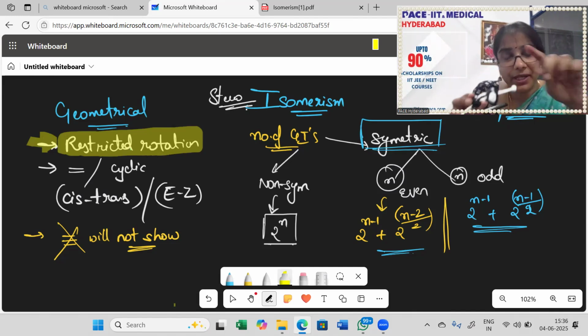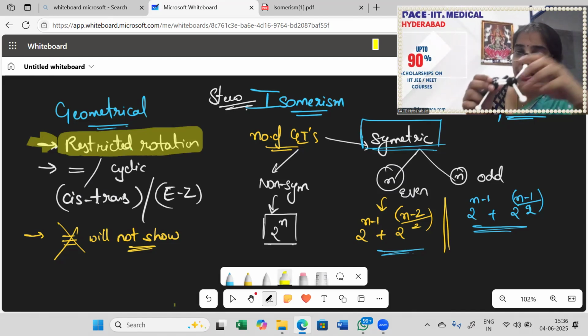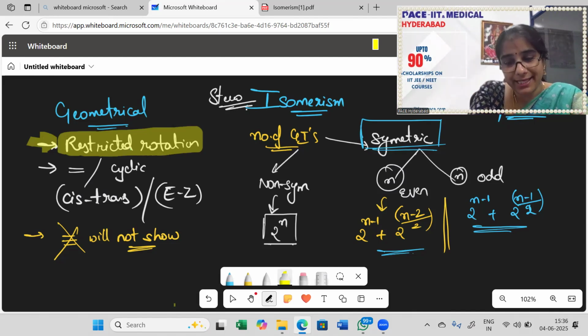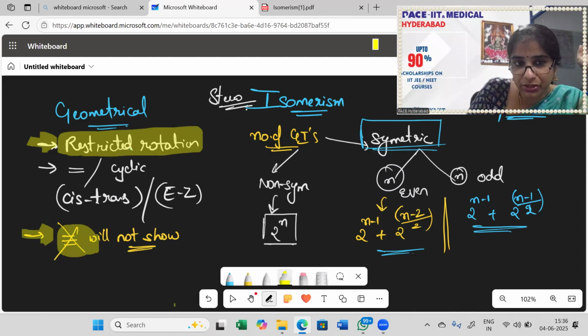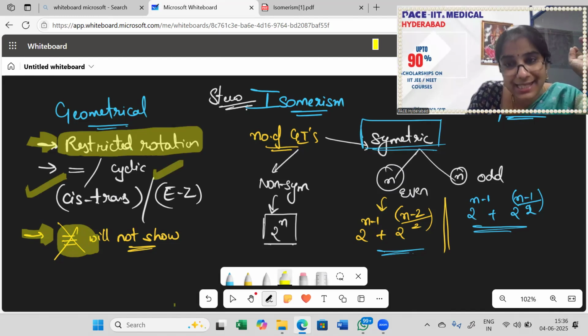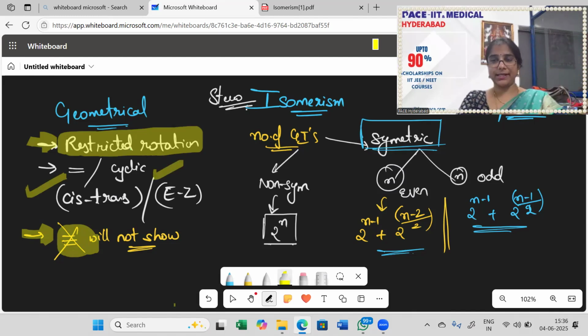Also, you will have your cyclic structures. If you have a cyclic structure and you turn it, obviously the chain will break up, right? So you should have a restricted rotation to have geometrical isomerism. Remember this. Triple bonds will not show geometrical isomerism for sure. What will show geometrical isomerism? Your double bonds and cyclic structures will show geometrical isomerism.